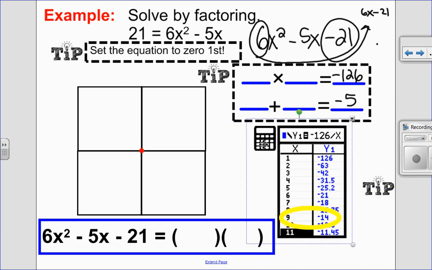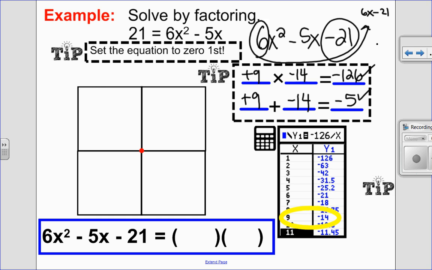So in the calculator, I'm looking for factor pairs of negative 126. So looking here, I can see I've already circled it, that I have positive 9 and negative 14. So let's write those out. Positive 9 and negative 14. Just go through a quick check. 9 times negative 14 is negative 126, and 9 plus negative 14 is negative 5. So I know I've done that correctly.